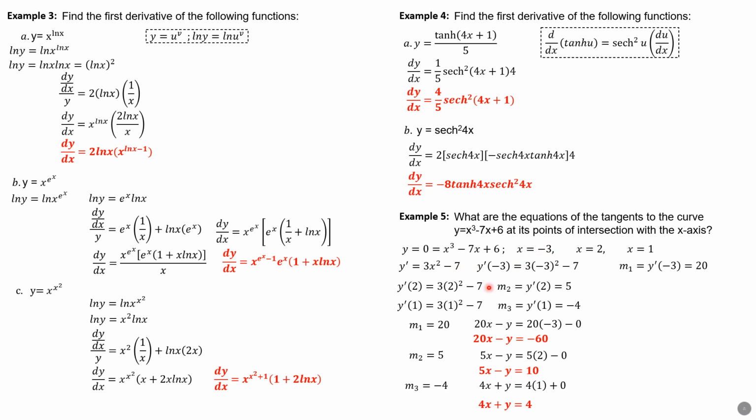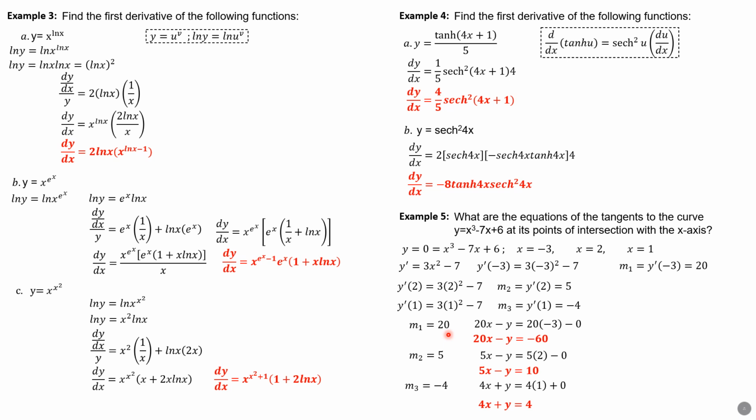And the slope when x is negative 3 is 3 times negative 3 quantity squared minus 7, and that is 27 minus 7, so it's 20. If the point of intersection gives x is 2, y prime, the slope at 2, is equal to 3 times 2 squared minus 7, and that's 12 minus 7 or 5. Then finally, for the third point of intersection with the x-axis, the slope y prime at 1 is 3 times 1 squared minus 7, and that's negative 4.